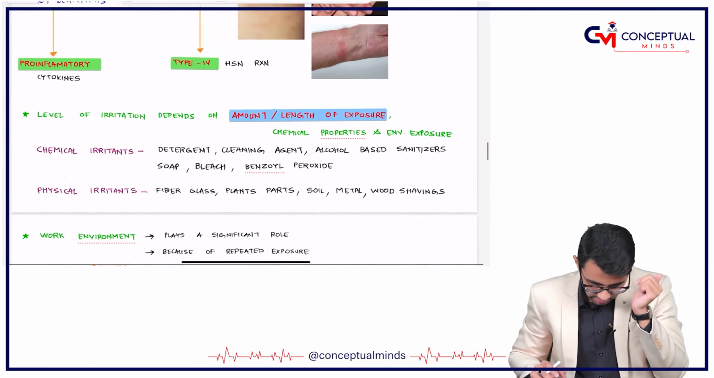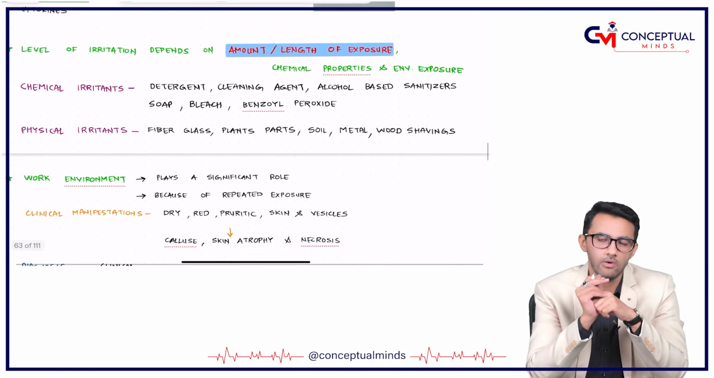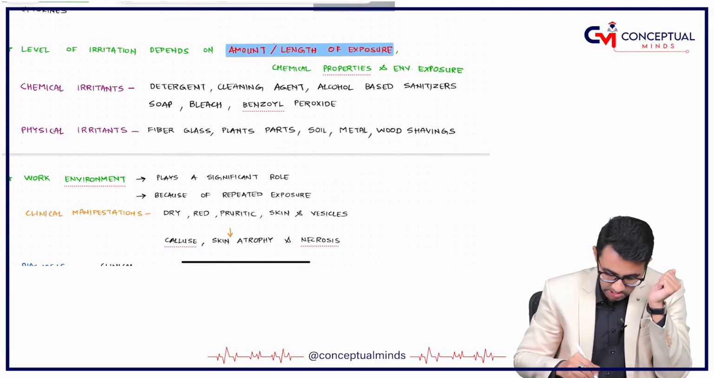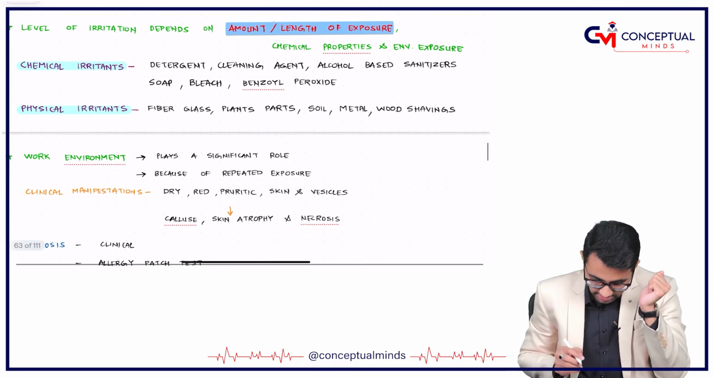Okay, all right, so we got one thing done, that is how it depends upon. Next we have the list, the list of things that could cause all this mayhem. First of all, we have the chemical irritants, and then the physical irritants. All right, so let us just go on and read up with that.